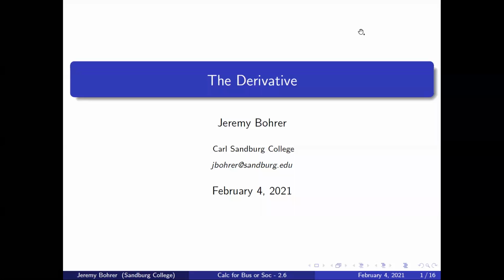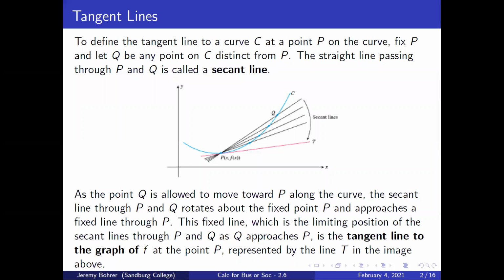In this video, we will discuss the derivative. To define the tangent line to a curve C at a point P on the curve, fix P and let Q be any point on C distinct from P. The straight line passing through P and Q is called a secant line.